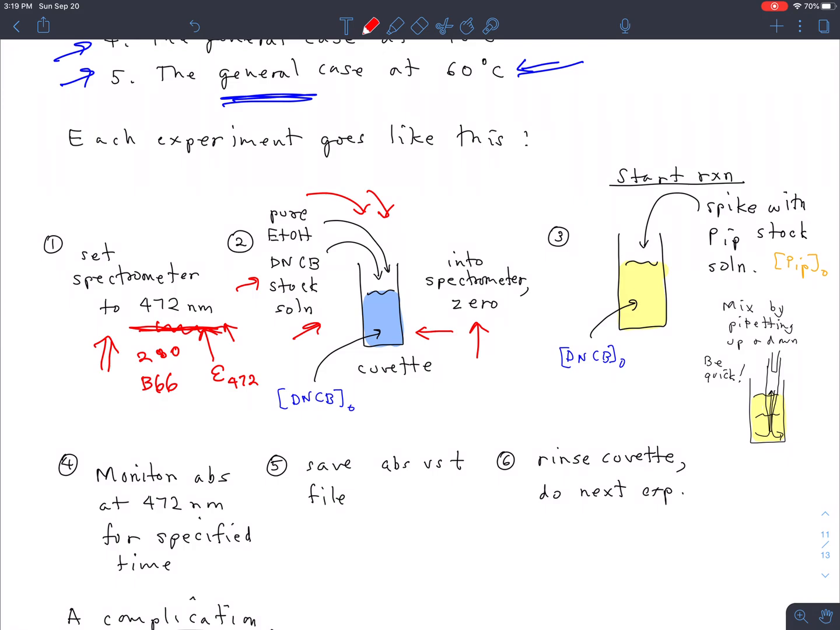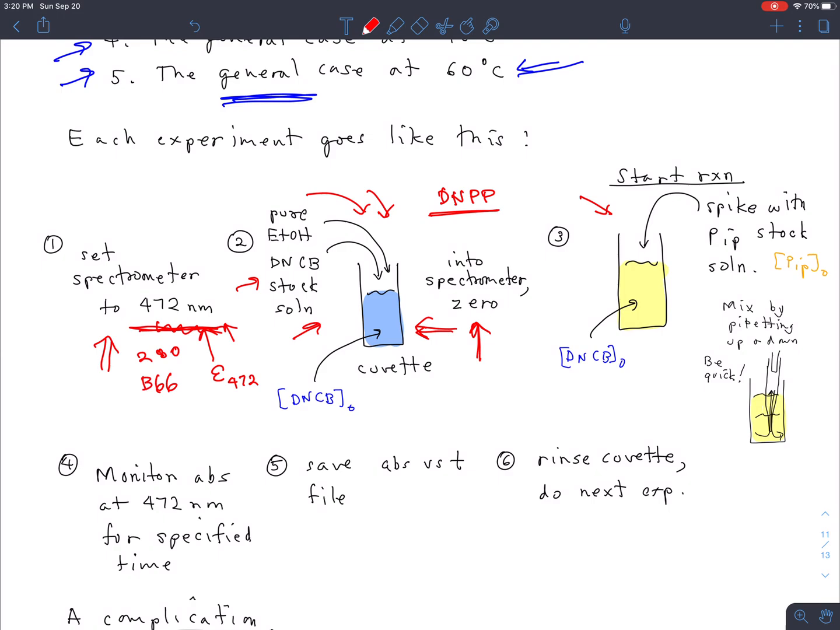We put a certain amount of DNCB in, we put a certain amount of ethanol in, then we put that into the spectrometer and we zero it out, so that when there's no DNPP, none of the yellow stuff, none of the product present, the spectrometer is reading 0. Otherwise, there would be little fake offsets. So the first step is to zero out the spectrometer when only one of the reactants is present. Then we're going to spike that cuvette with a certain amount of the piperidine, and the reaction starts.